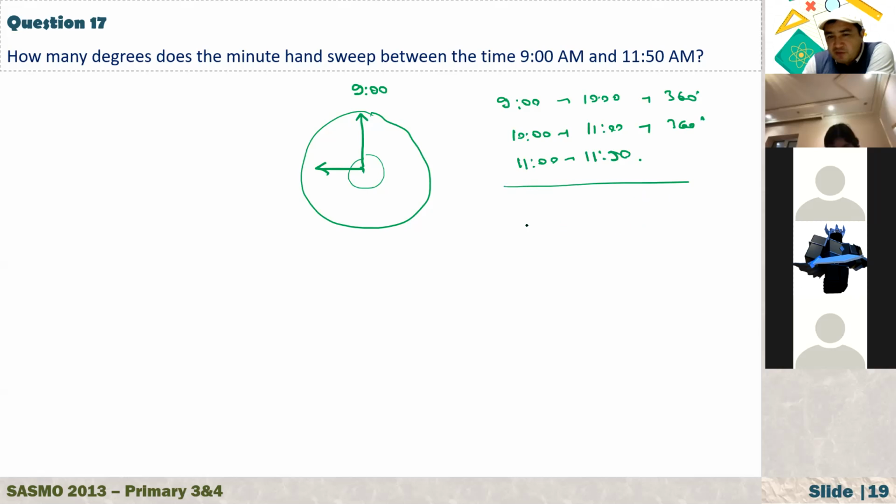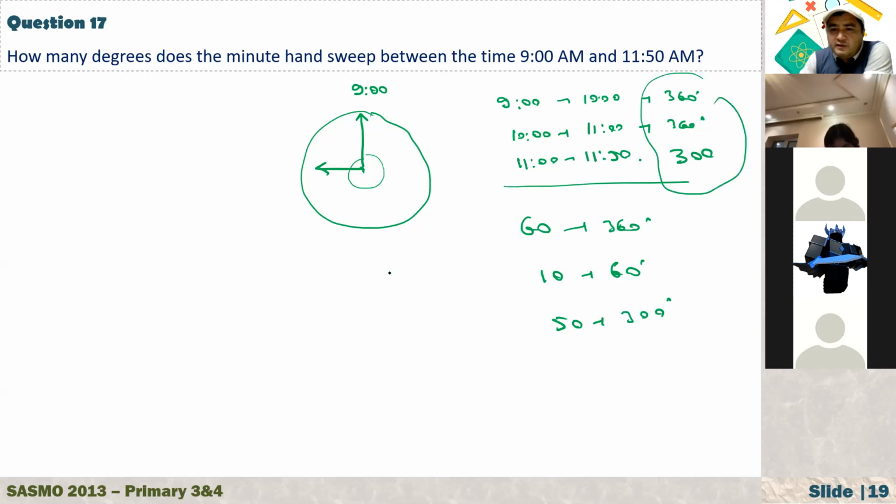How do you solve this? Because we know that 60 minutes is equal to 360, right? If you divide by 6, then 10 minutes is 60. And multiply by 50, then 50 minutes is 300, right? So that means that it is 300. Now altogether, what is it? Altogether, 360 plus 360 plus 300, that's equal to how much? 1020. 1020 degrees.